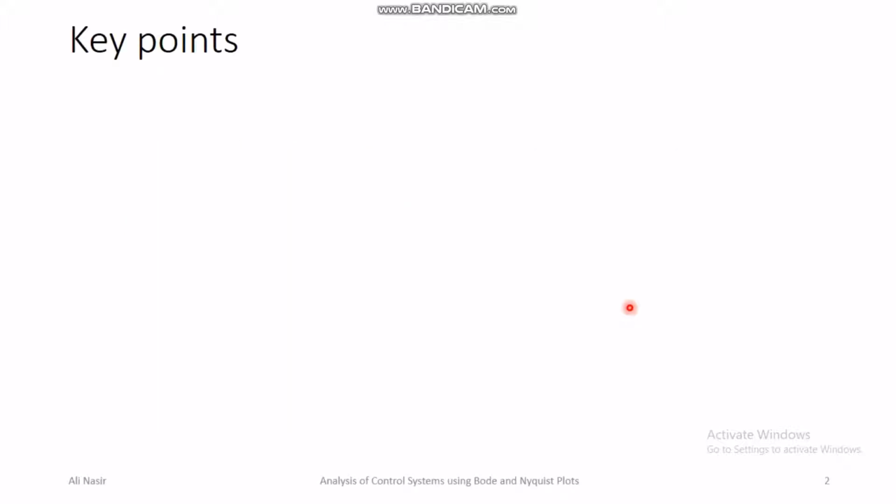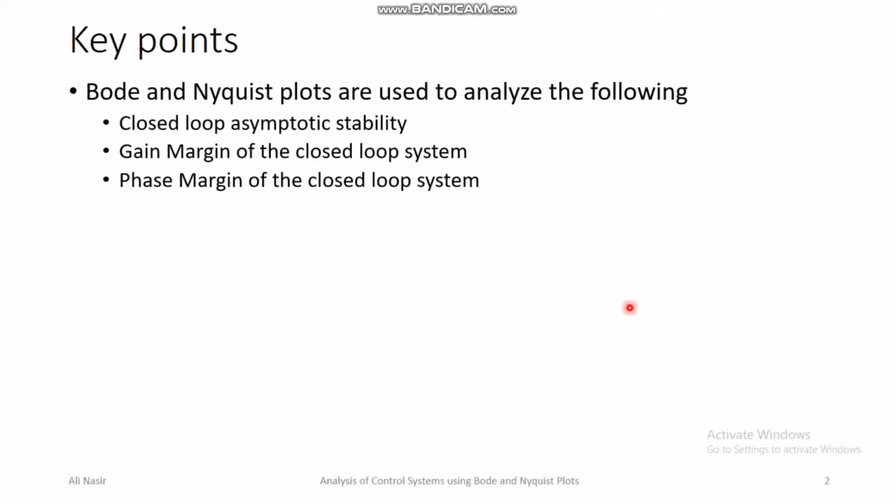So the key points that we shall be discussing in this lecture are as follows. First of all, Bode and Nyquist plots are used to analyze the following properties of the control systems. They are used to analyze the closed loop asymptotic stability. You can determine whether the closed loop system is asymptotically stable or not using Bode plot or Nyquist plot. They are also used to determine the gain margin of closed loop systems and phase margin of closed loop systems. So these are the three key properties of control systems that we can study using Bode plot and Nyquist plot.